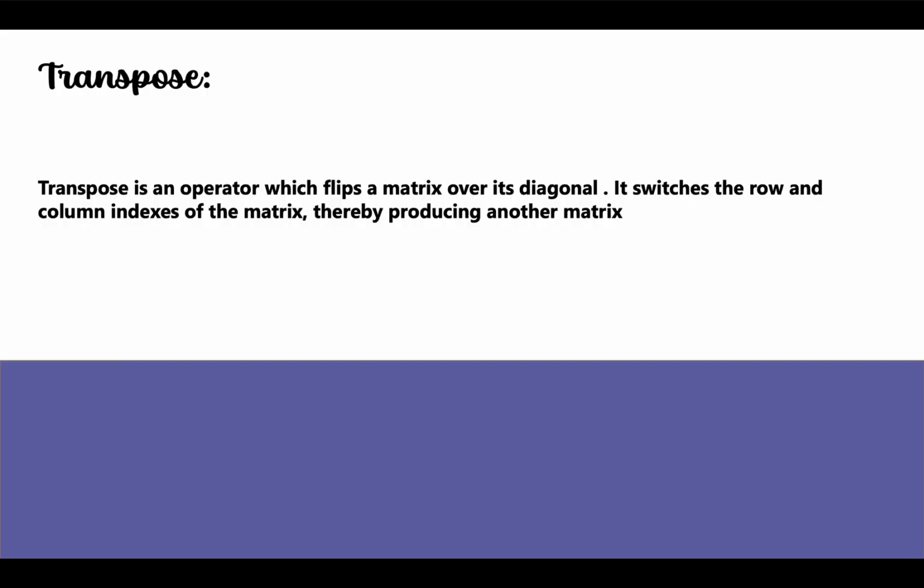So what is transpose? Transpose is an operator which flips a matrix over its diagonal. It switches the row and the column indexes of the matrix, thereby producing another matrix. Some of you must be acquainted with the transpose method. So let's see an example.